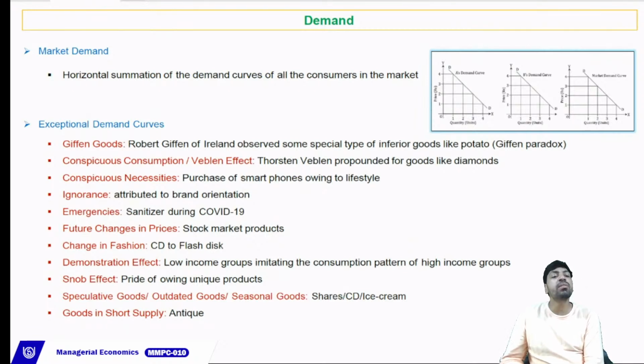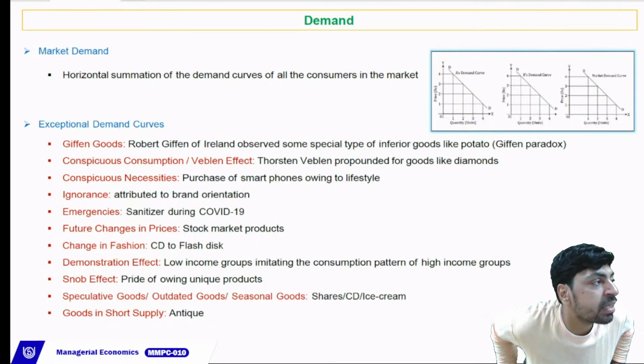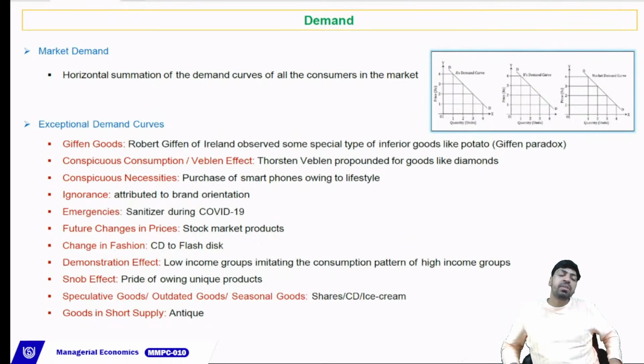The next one is conspicuous necessities. The purchase of smartphones owing to lifestyle. When you want to show off your lifestyle and your living standard, you buy such things. Having a top-rated smartphone shows your luxury lifestyle. So here demand has no role.